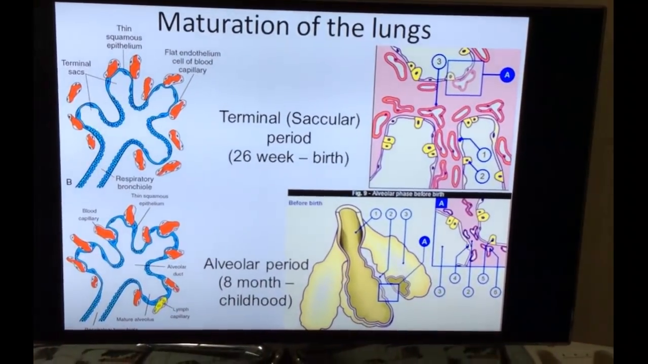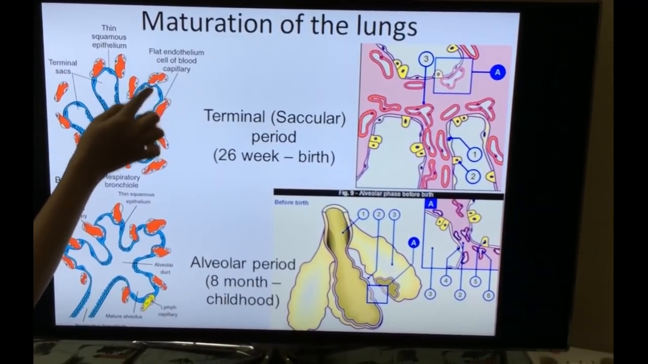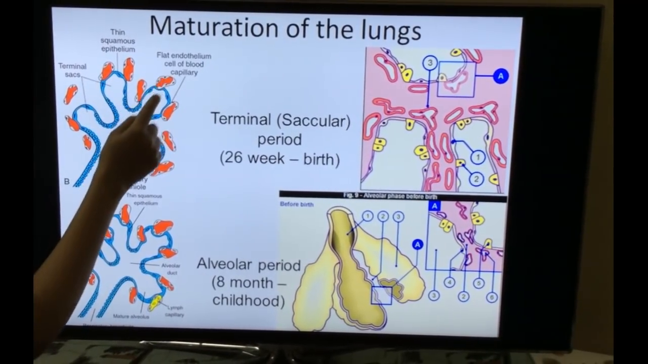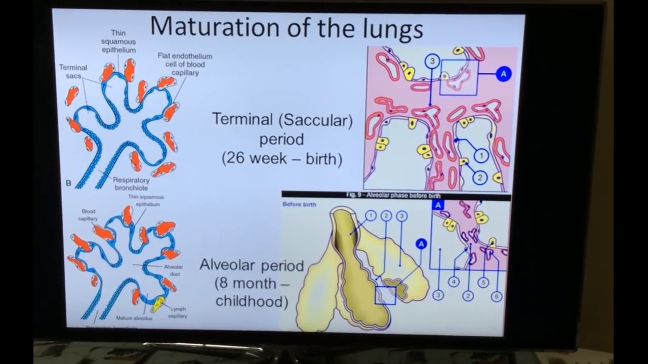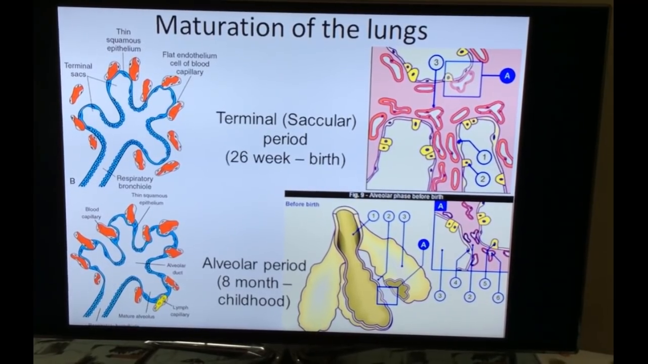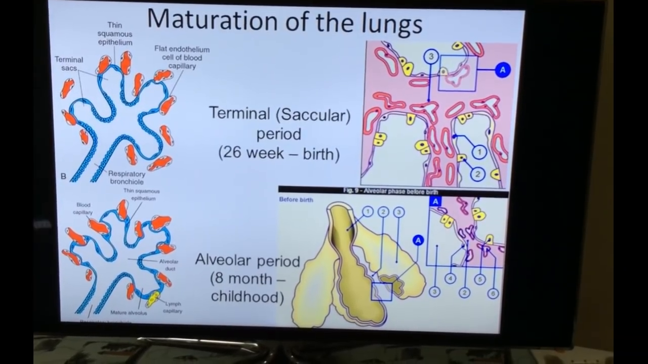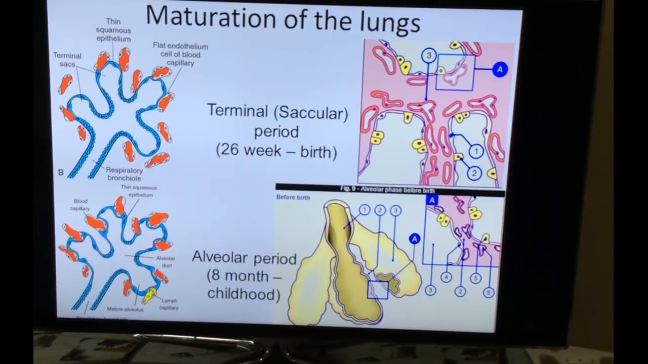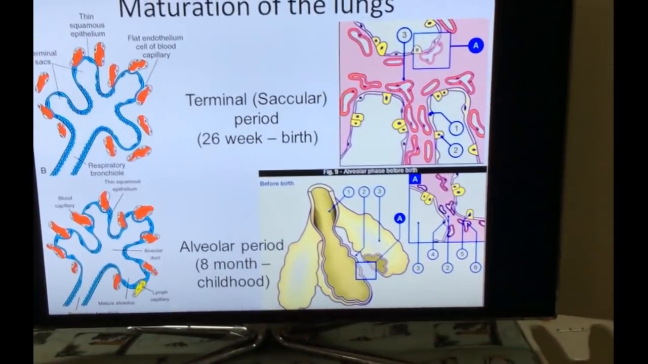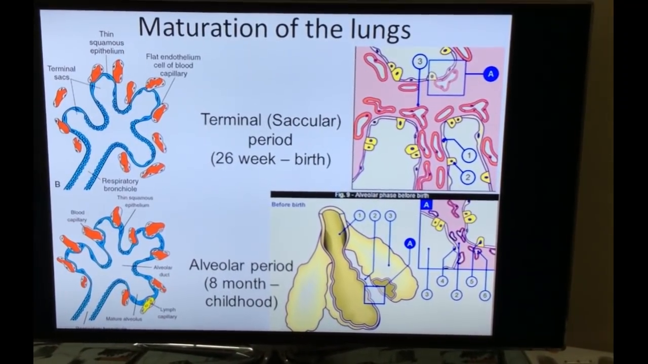One more important thing to notice here is that the capillaries have come in contact with the epithelial cells. This contact between the epithelial cells of the alveoli and the capillaries is very important for the gaseous exchange, which occurs in this terminal or saccular period, just after the 7th month, that is from 26 weeks, and it goes on till birth. The branching and further maturation go on till birth and also continue after birth.